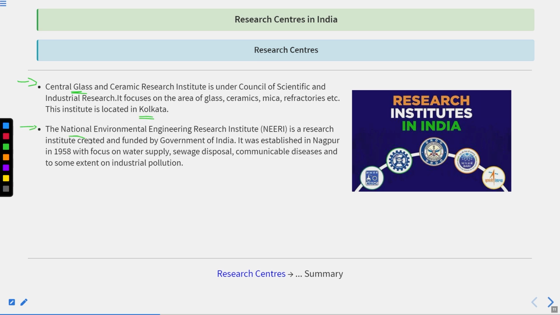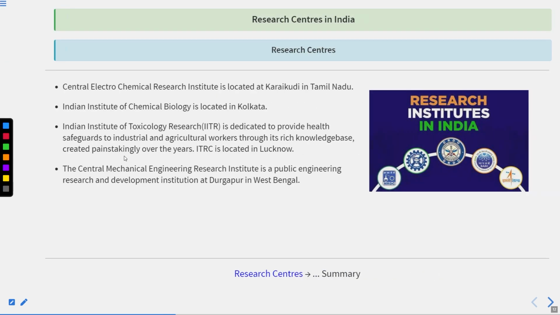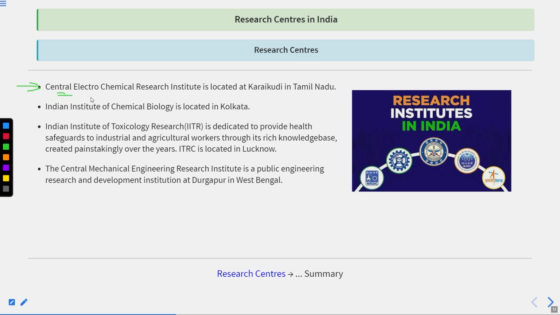Then we have the National Environmental Engineering Research Institute, created and funded by the Government of India, established in Nagpur in 1958 with a focus on water supply, sewage disposal, communicable diseases, and to some extent industrial pollution as well. Then we have the Central Electrochemical Research Institute, Karaikudi, Tamil Nadu; the Indian Institute of Chemical Biology, Kolkata; and the Indian Institute of Toxicology Research, dedicated to providing health safeguards to industrial and agricultural workers through their rich knowledge base created painstakingly over the years.